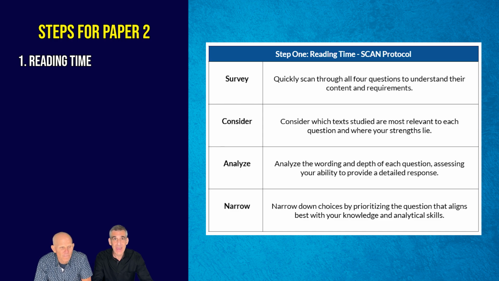And then once you've done that, the N stands for narrow. You're going to narrow down which of the 4 questions you want to write on, thinking about the text that you've studied and prepared for this assessment. Make use of that reading time.